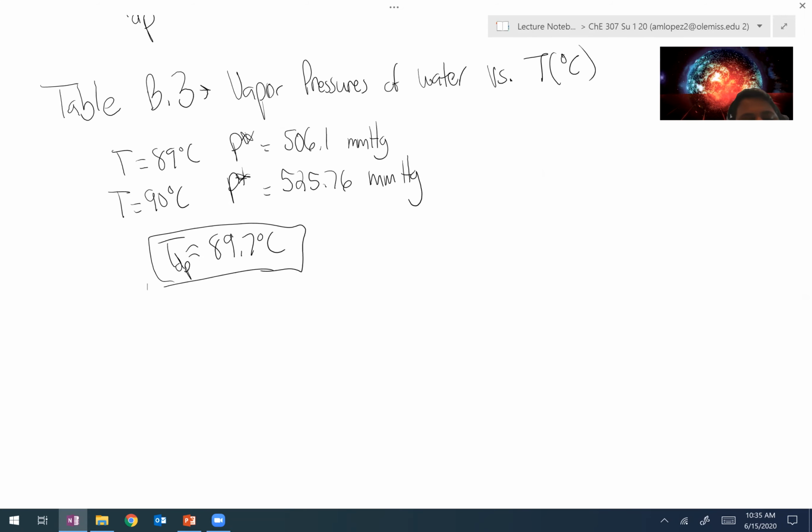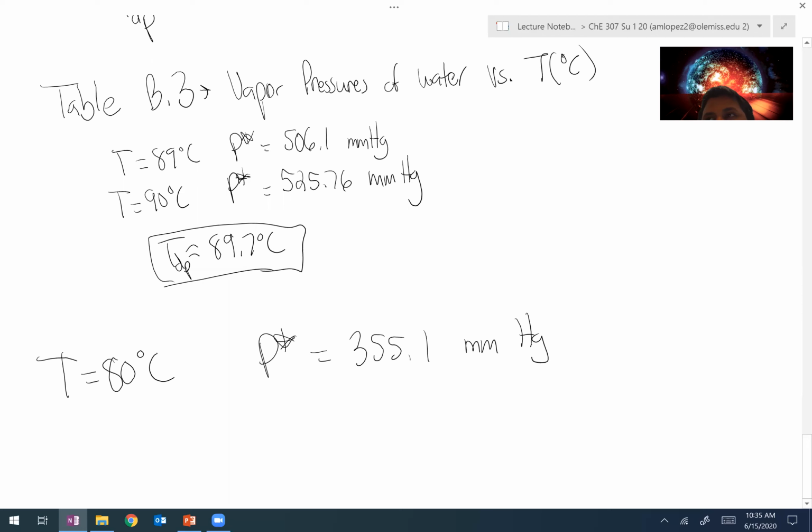Well, when the temperature is 80 degrees, the vapor pressure is 355.1 millimeters of mercury. That means when that air-water system falls to 80 degrees, that's the maximum vapor pressure. Anything beyond that has to fall out of the gas phase and into a liquid phase. Does that make sense?